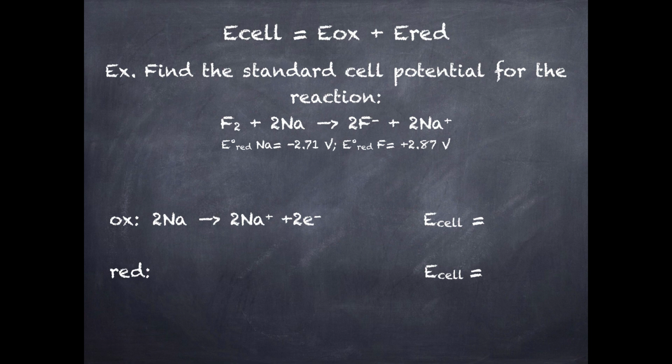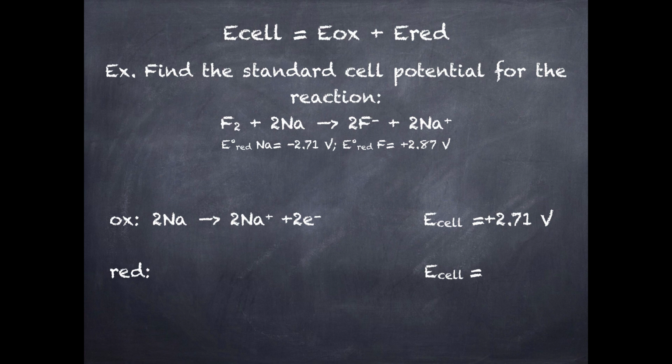Now, my reduction potential for sodium is -2.71 volts. Based on what we just talked about, the oxidation cell potential would be simply the negative of that, since this reaction is oxidation, which is the flipped version of the reduction. So instead of -2.71 volts, it's going to be +2.71 volts.